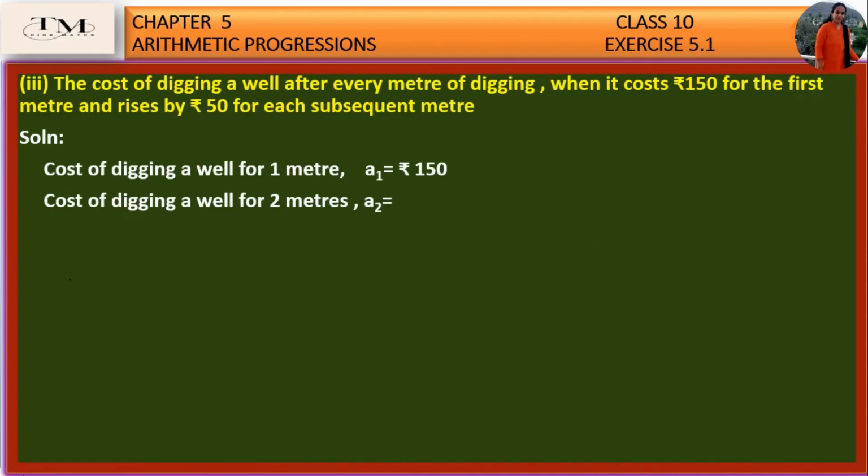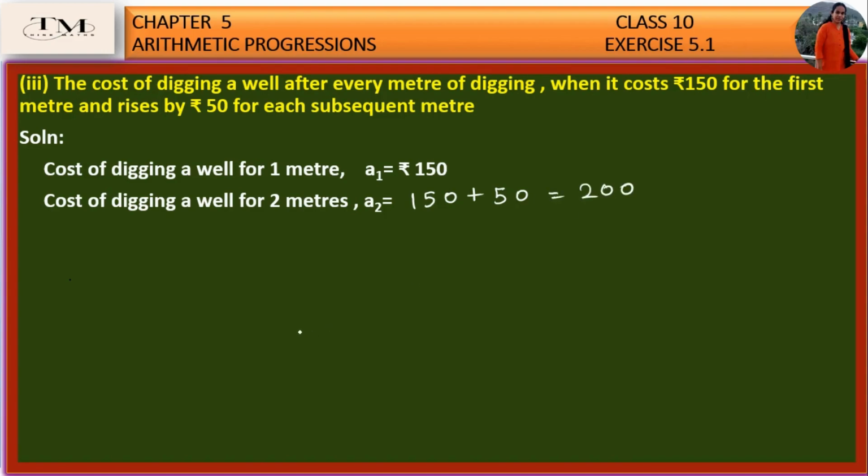Okay. Next question. The cost of digging a well after every meter of digging, when it costs rupees 150 for the first meter and rises by rupees 50 for each subsequent meter. So for digging the first meter, it is rupees 150. For digging the next meter, we have to add 50. For the second meter, we add 50, which is equal to 200.